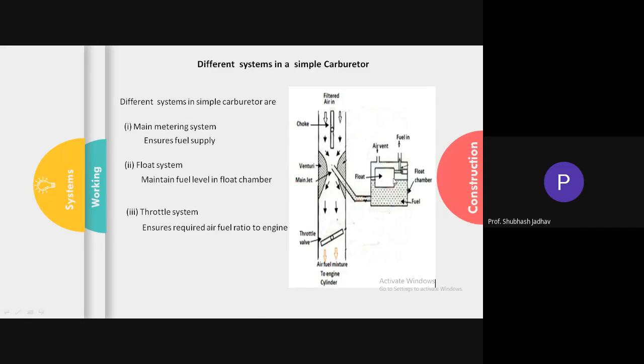Float system ensures that a fixed level of the fuel is maintained in the fuel float chamber, and main metering system ensures that the fuel is being supplied as and when required in order to prepare the air fuel mixture.